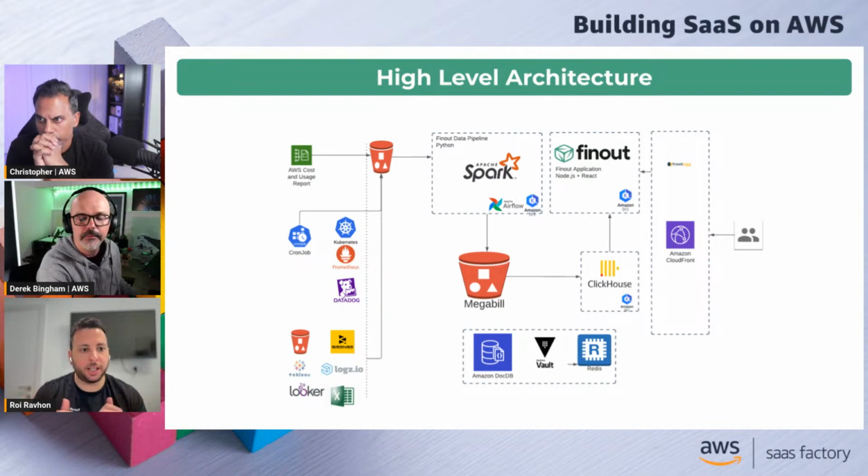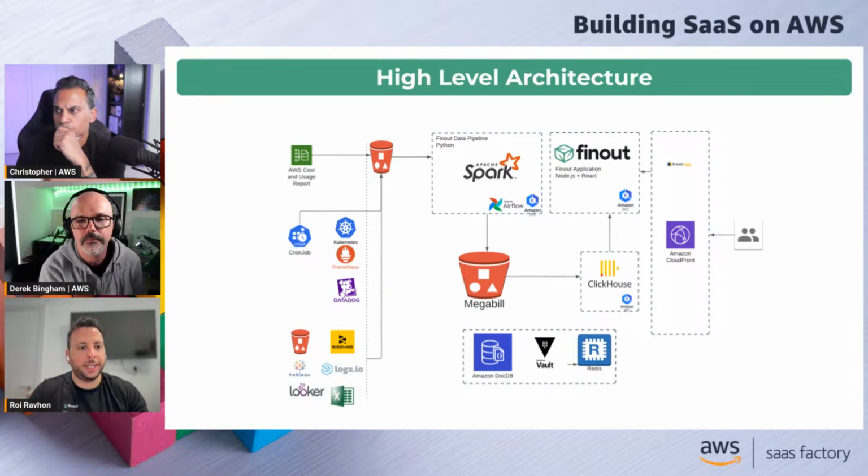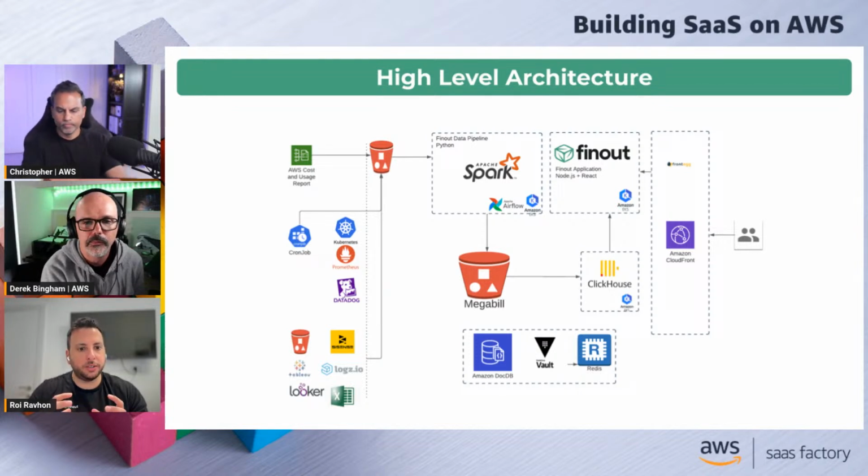The Finout megabill that I showed in the demo is not just a marketing feature. This is our core technology. The megabill is our ability to sanitize costs from AWS and from other providers into one standard cost model, and have that very extensible. So Kubernetes integration is just us extending that megabill and adding more infrastructure into it.